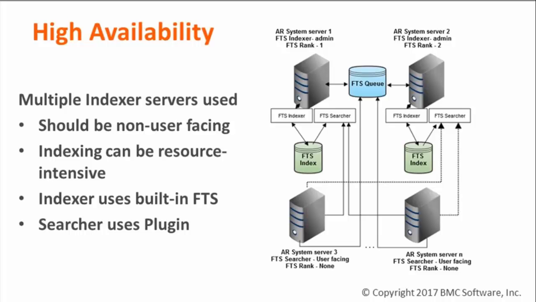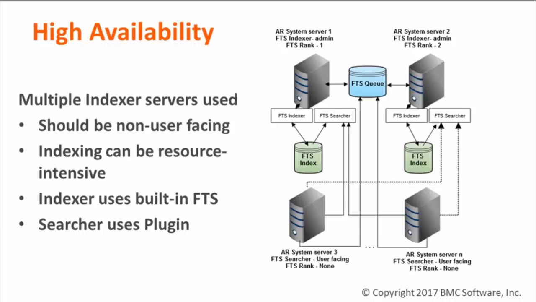So all of those servers automatically would perform a search and connect directly to server 1 because it's the FTS rank number 1 in the server group operation ranking form. So all the searches would automatically occur against the first ranked server. Now if that server went down, the searches would automatically, if you follow the dotted lines, be sent over to the full-text search plugin on the second ranked server, which is server 2. When multiple indexer servers are used, those servers typically should be non-user facing, and that's just because indexing can be resource intensive. The indexer piece uses the built-in full-text search engine, and then the searches use that secondary plugin.